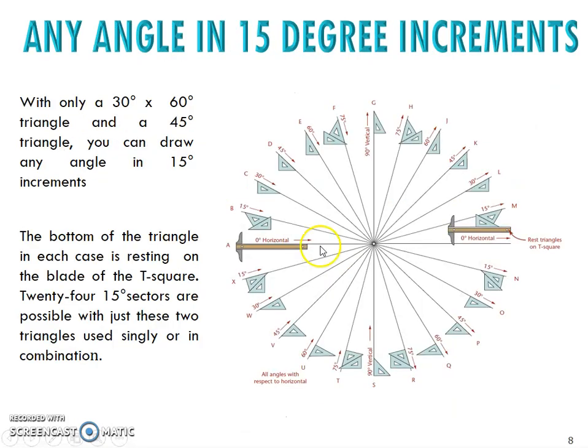These are some examples of how you can combine the 30-60 degree and 45 degree triangles in order to form different types of angles. Whenever you have to draw lines with an angle, you can refer to this on how to place your triangles and how to combine them in order to draw the line with the angles.